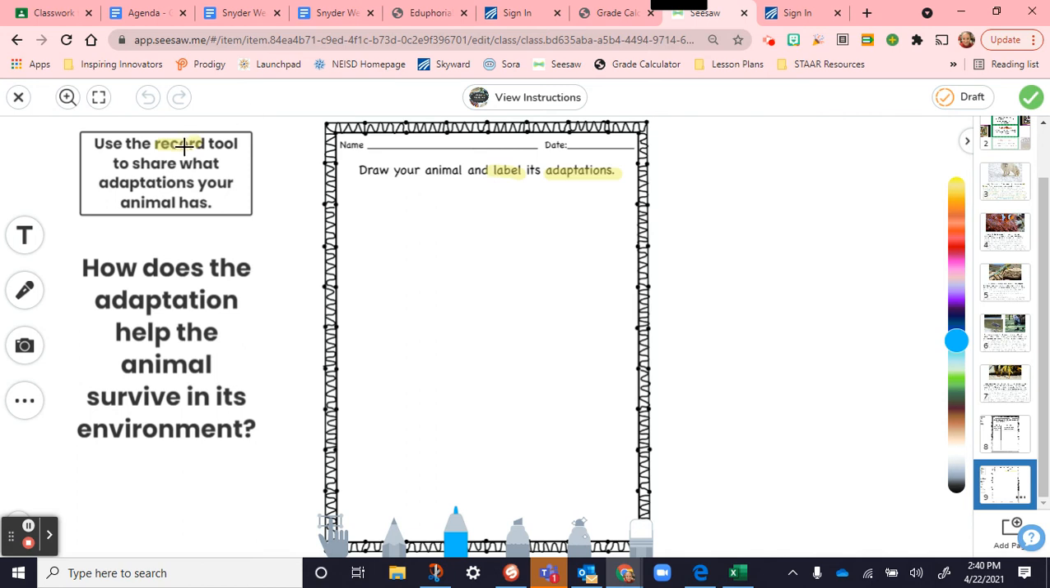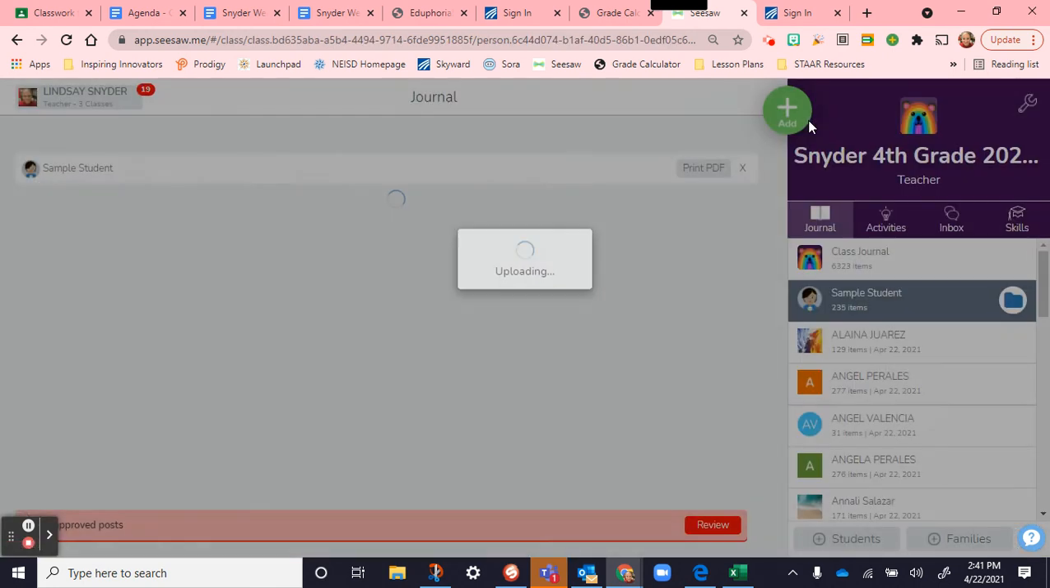I want you to use the record. So if you label and you're like, this is the thick fur, and you put thick fur, that's the adaptation. Then I want you to use the recording tool, and I want you to tell me, how does the adaptation help the animal survive in its environment? So why does this animal need thick fur? Where does it live to where it's going to need that fur to be thick? Once you're done with that, you can go ahead and turn that in by pushing the green button.